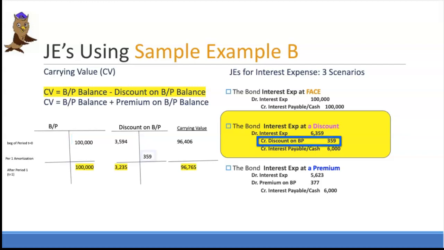Then after the first period's amortization of the discount, the new balance at t equals 1 is $96,765, based on the same bonds payable balance of $100,000 and the new discount on bonds payable account balance of $3,235. Note that the carrying value continues to increase as the amortization of the discount is recorded throughout the life of the bond until the CV equals the bonds payable account balance. That will happen at maturity, when the discount on bonds payable account will show a balance of 0.